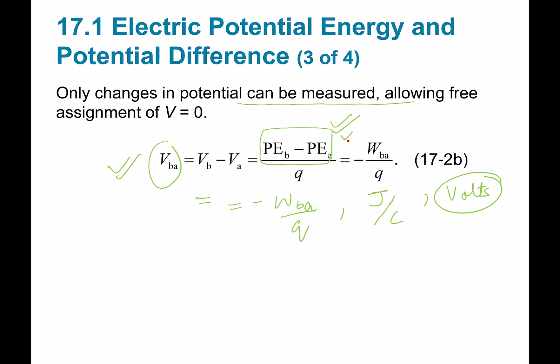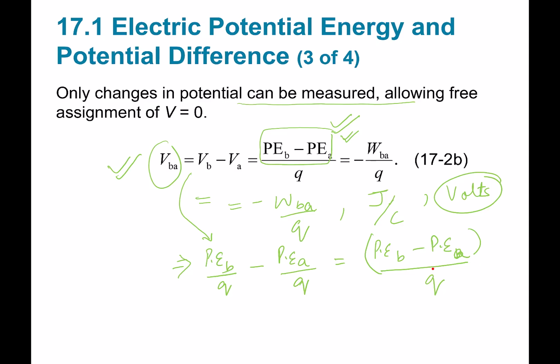It only becomes a difference in potential when you have VB as the potential energy at B divided by Q, minus the potential energy at A divided by Q. If you combine the two, you end up with PEB minus PEA, the potential energy difference, over the charge Q.